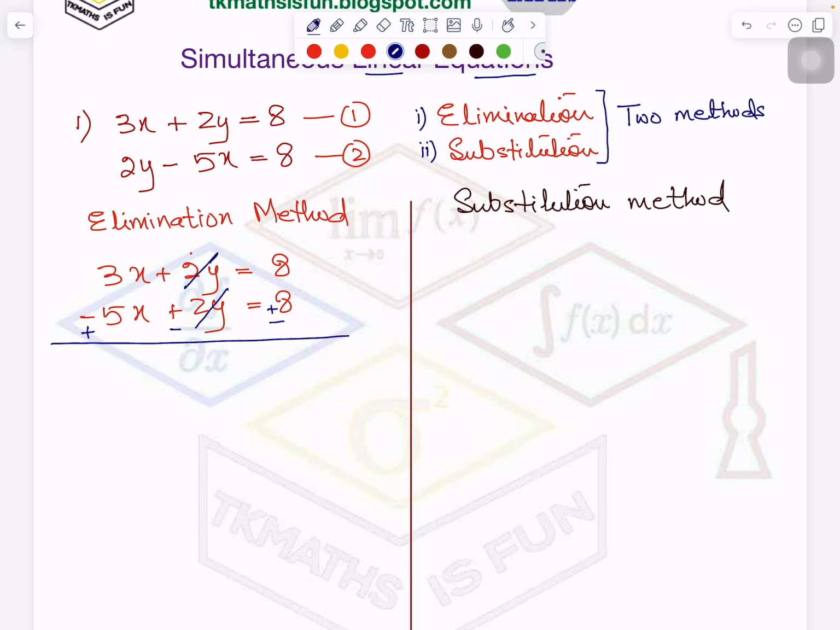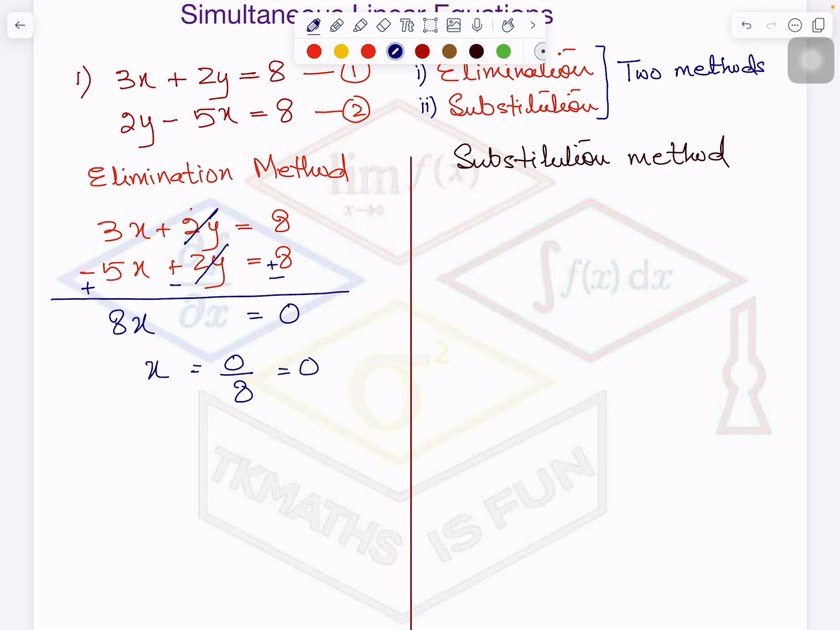So what is left from here? 3x plus 5x, which is equal to 8x. And if you see here, plus 8 minus 8 is equal to 0. So x is equal to 0 divided by 8, which is equal to 0. So the value of x is 0.